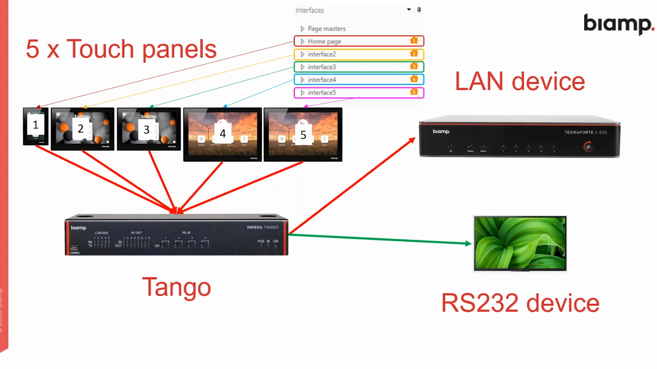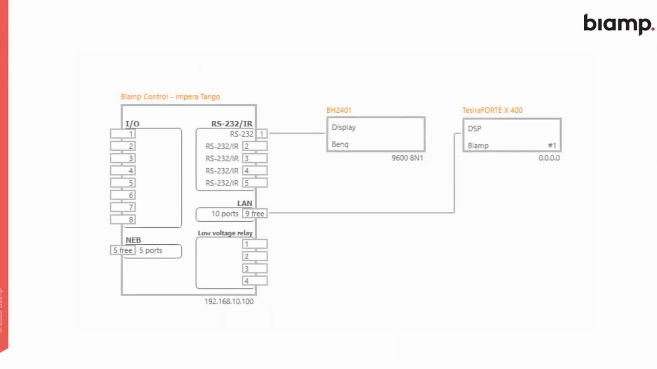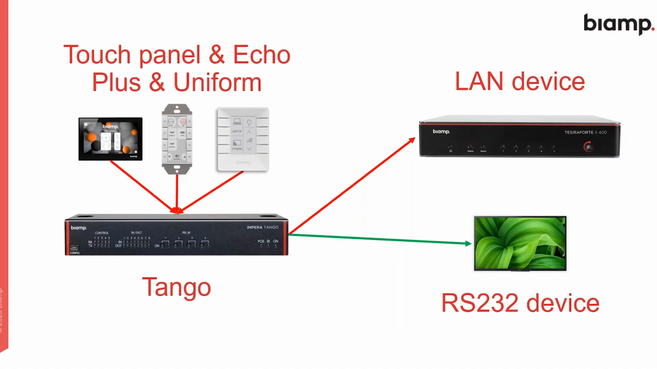So you've got one simple controller, 5 different user interfaces on 5 different touch panels, and then controlling multiple devices all from there. So hopefully that gives you an explanation of how a multi-room system can be accommodated with a simple Tango in here. And that's how that will look inside this project. As I said, you don't see the interfaces in Project Designer, they just exist in the Tango, but you do see the devices that are being controlled.